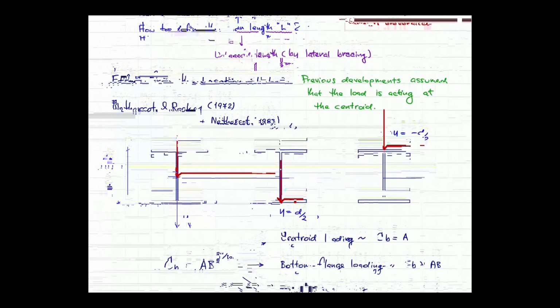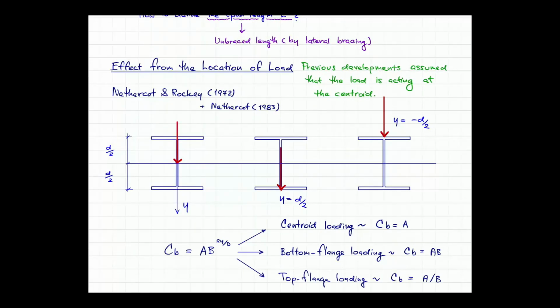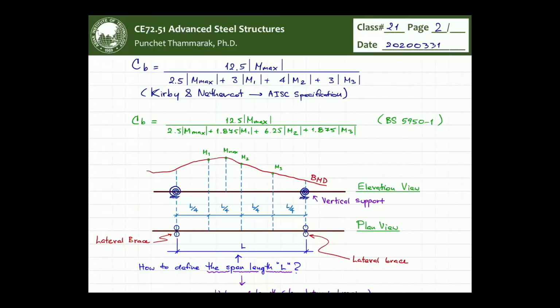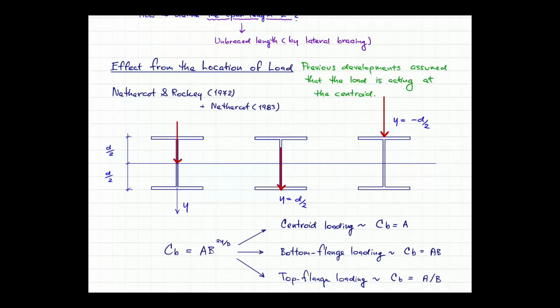Okay, so let's see how this works. The CB can be computed. So first of all, the CB above comes from the assumption that the load is applied at the centroid of the cross section. Now, maybe we think about this fact. Load applied at the centroid of the cross section. How does it sound? It doesn't sound realistic.